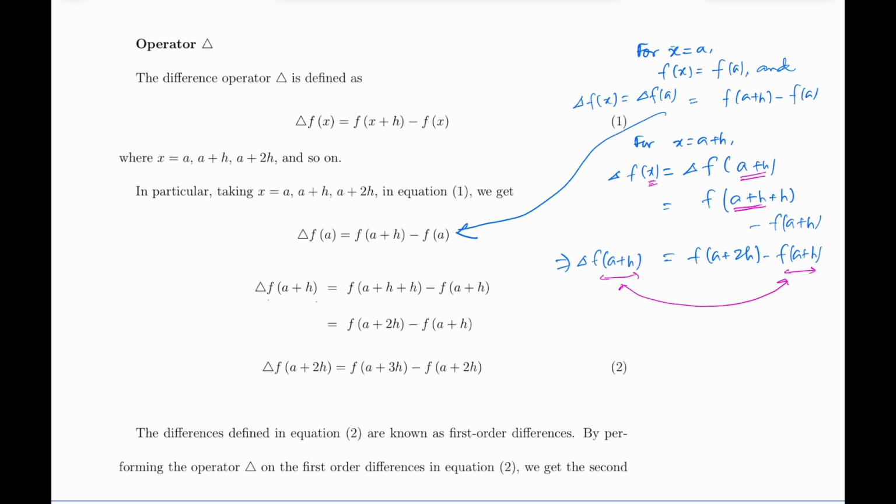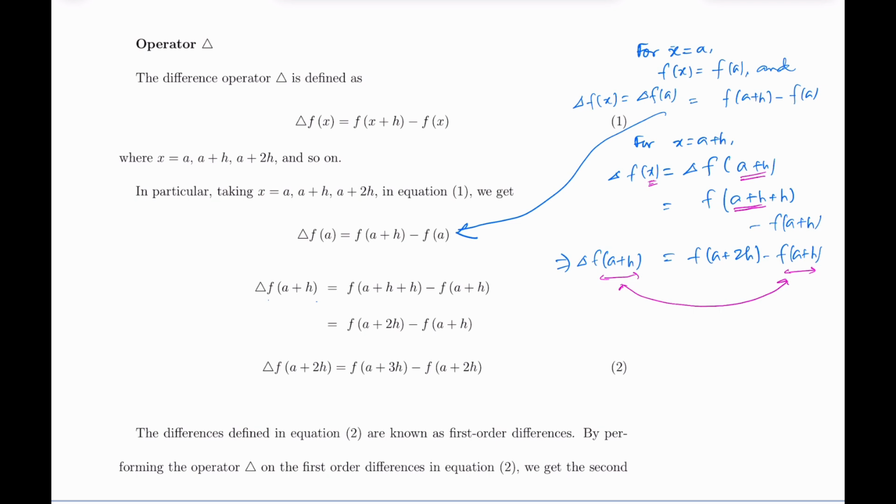First, assume that x is equal to a. Then f(x) will be equal to f(a). So Δf(x) will be Δf(a), and Δf(a) will be equal to f(a+h) − f(a). Where does this come from? This comes from this relationship. Okay, so we have Δf(a) is f(a+h) − f(a).